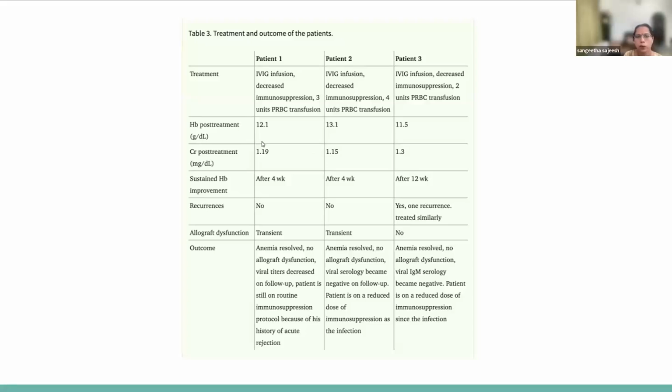Then you can see that hemoglobin post-treatment has improved to around 12, almost doubled, and the creatinine had come down to normal or baseline, and the sustained hemoglobin improvement after 4 weeks was persisting. So this is about how transplant patients can present, and with treatment how they can improve.